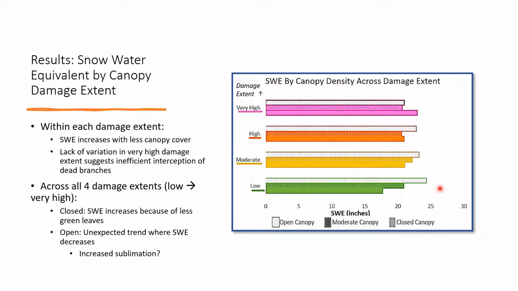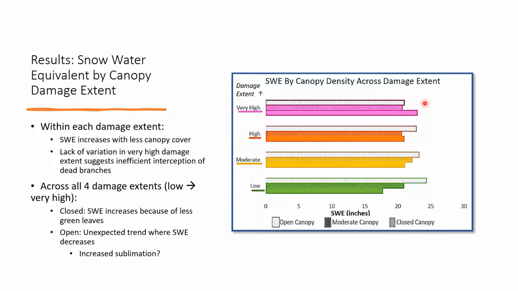In the very high damage class, you don't really see much variation across these different canopy density classes. This suggests that the dead branches in this very high damage class are just not very efficient at canopy interception, and so density of these branches just are not a big contributing factor for snow accumulation.